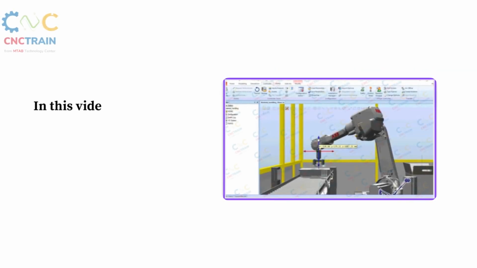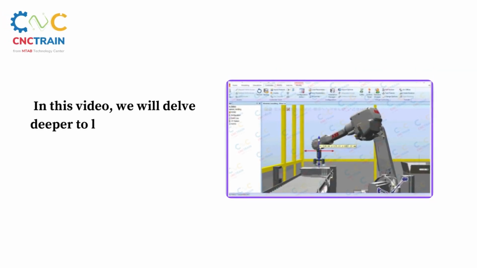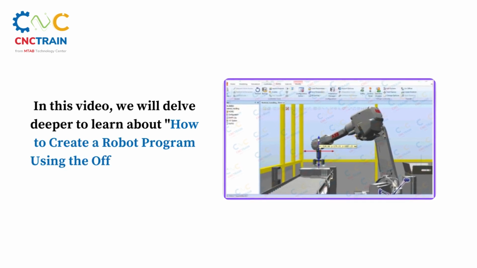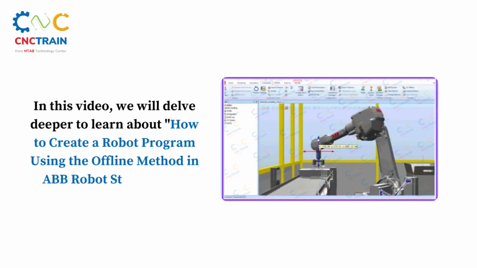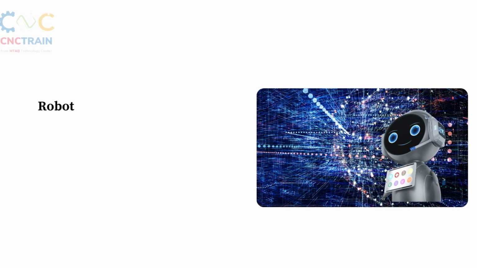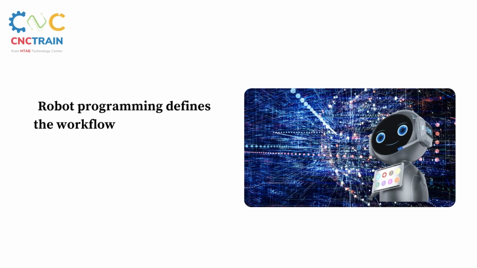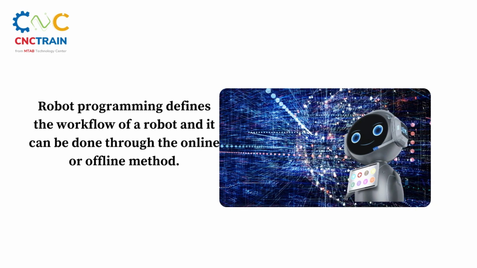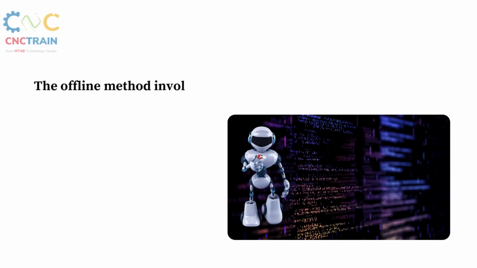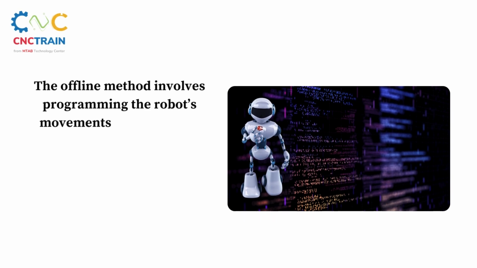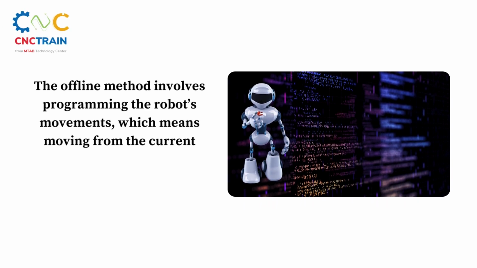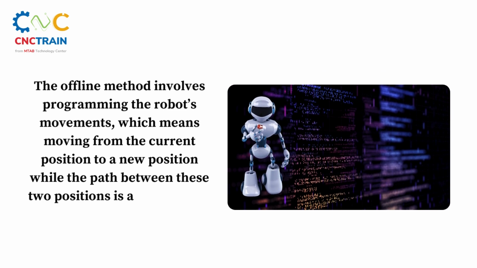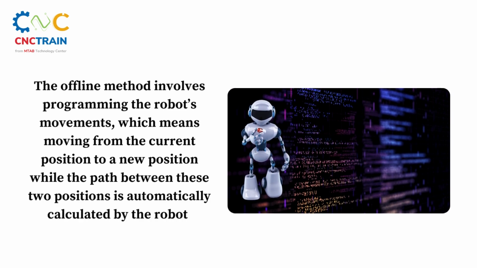In this video, we'll delve deeper to learn about how to create a robot program using the offline method in ABB Robot Studio 6.05. Robot programming defines the workflow of a robot and it can be done through the online or offline method. The offline method involves programming the robot's movement, which means moving from current position to new position, while the path between those two positions is automatically calculated by the robot.